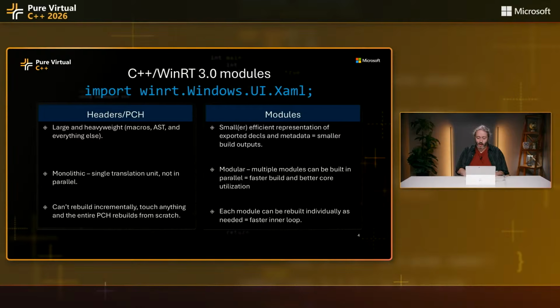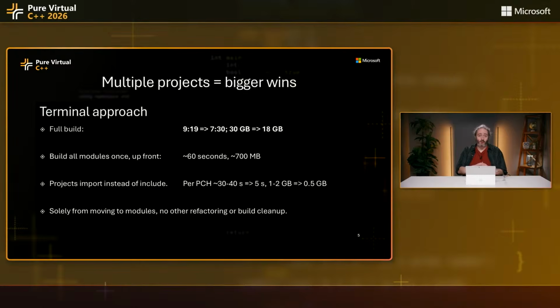So this is the result. With multiple projects, you get bigger wins. They add up the more projects you convert. So when I did Terminal, the first thing I did is I built a module builder project that generated and built all the C++ WinRT modules for all the Windows types in the entire Windows SDK.